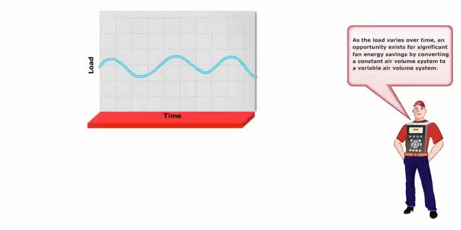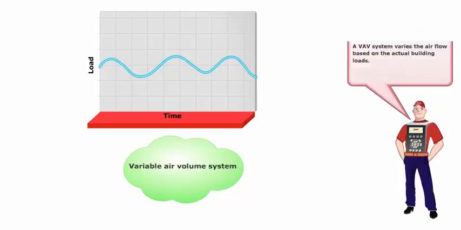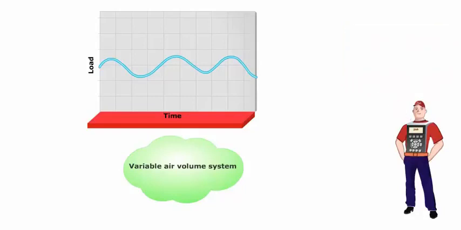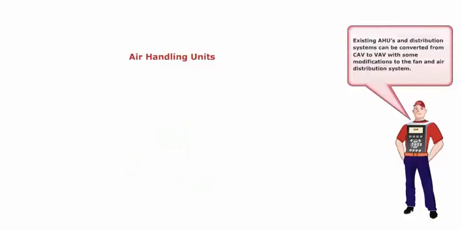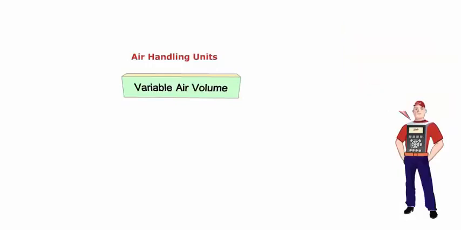As the load varies over time, an opportunity exists for significant fan energy savings by converting a constant air volume system to a variable air volume system. A variable air volume system varies the airflow based on the actual building loads. Existing air handling units and distribution systems can be converted from constant air volume to variable air volume, with some modifications to the fan and air distribution system.